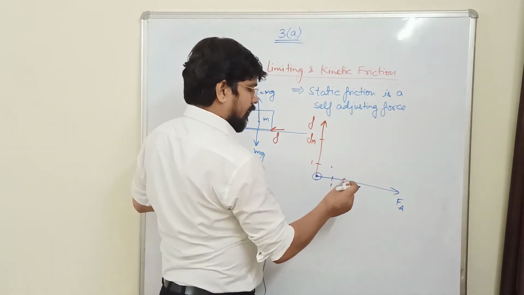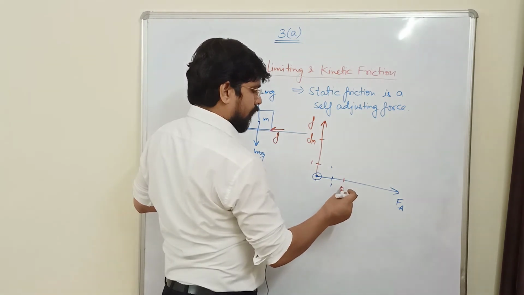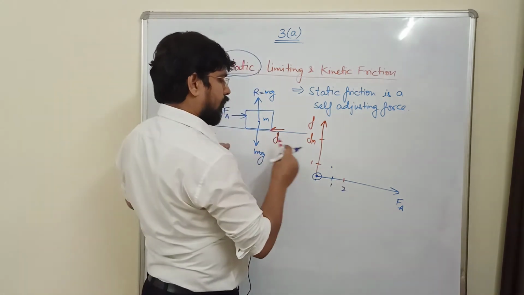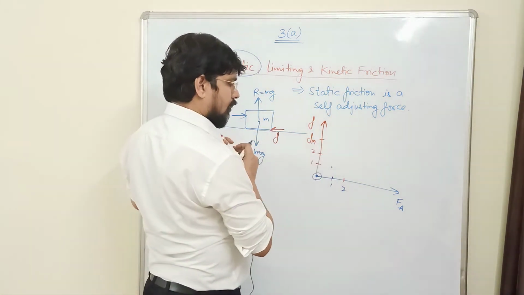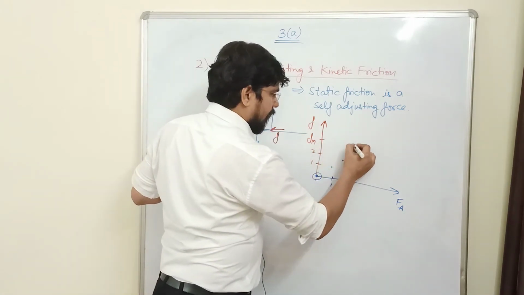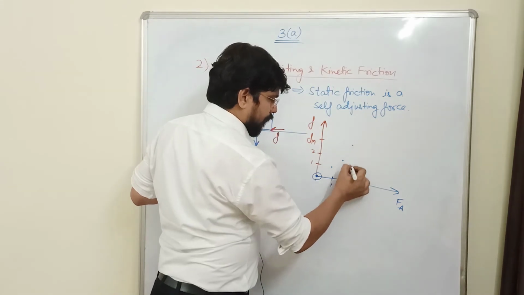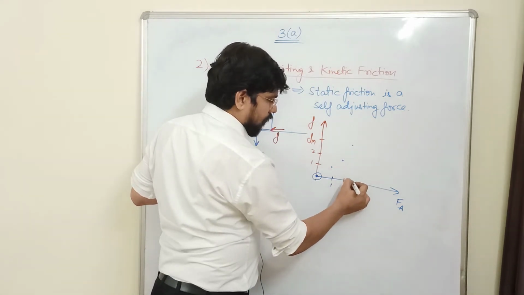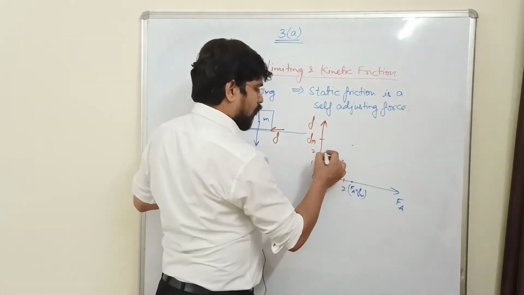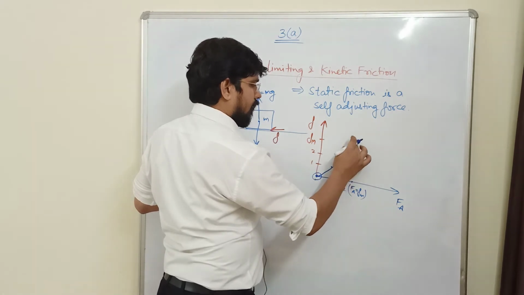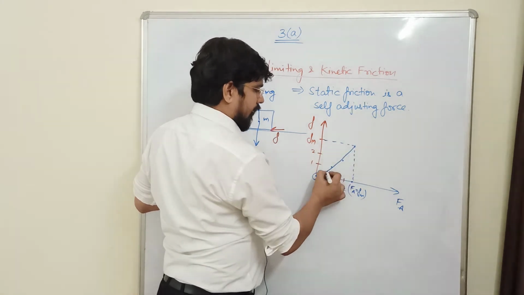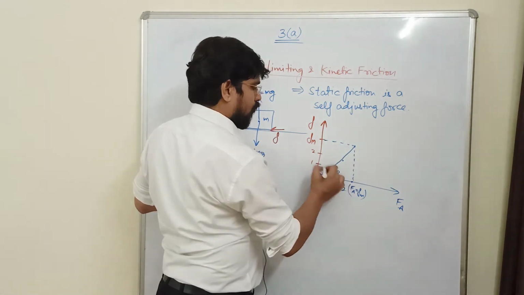Let us say we again increase the applied force to 2 units, then the force of friction will also increase to 2 units. We'll get this point, and we are getting a line which is at an angle of 45 degrees. In the same manner, up to the point where the applied force is equal to the maximum force of friction, you will get this straight line, which is at an angle of 45 degrees as both the forces are equal.